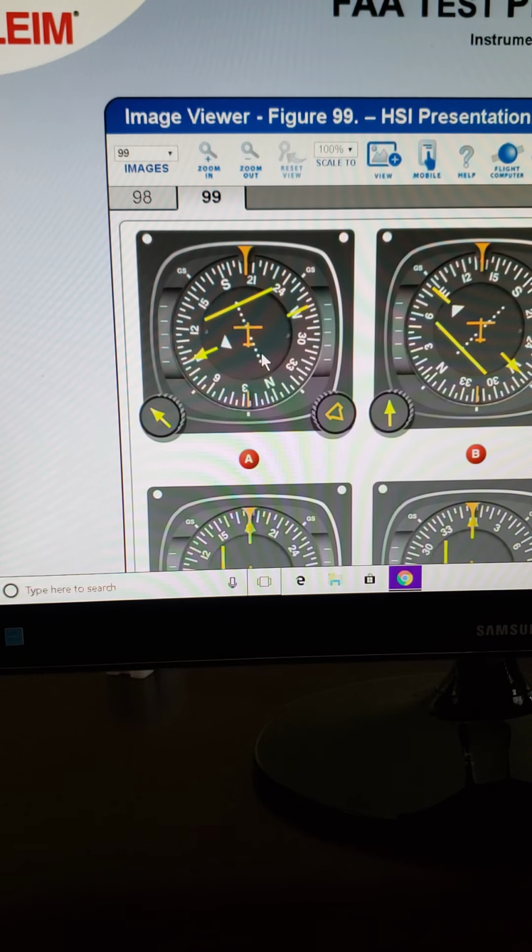Okay guys, hands down the easiest way to interpret a horizontal situation indicator, or HSI. Now with this particular type of HSI, you no longer have to interpret this arrow as a to/from indicator. What you can interpret it as is the approximate direction of the VOR station.